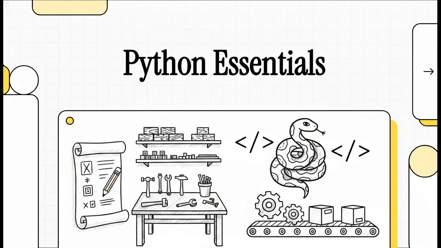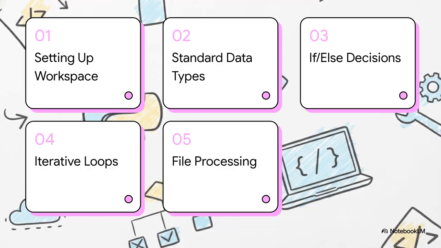You need the right space, the raw materials, a solid blueprint, and eventually an assembly line to get your products out the door. Well, that is exactly how we're going to approach learning these Python essentials today. So, here is our blueprint for the explainer. First, setting up your workshop. Second, gathering Python standard data types. Third, making decisions with if-else. Fourth, automating tasks with loops. And finally, number 5, file processing in Python.